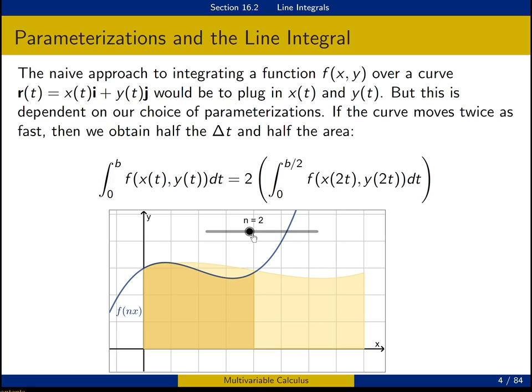A single variable example to motivate this is to see what happens if we have the function f of x and we replace it by the function f of nx, which moves n times as fast. When n equals 1, we obtain the full area under the curve, but as we move faster, the area shrinks because it is no longer as wide.